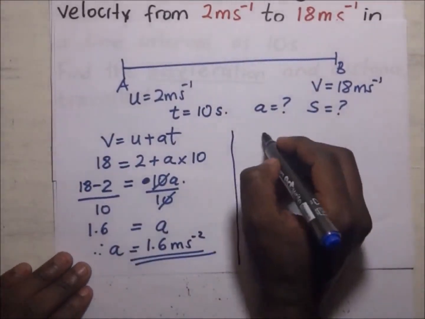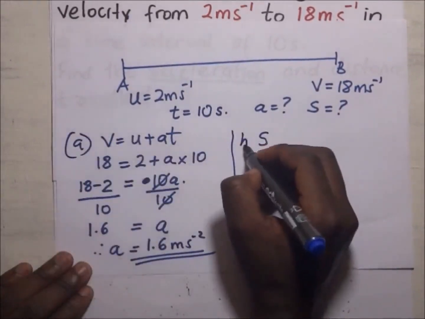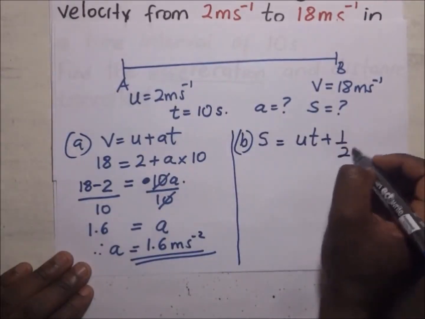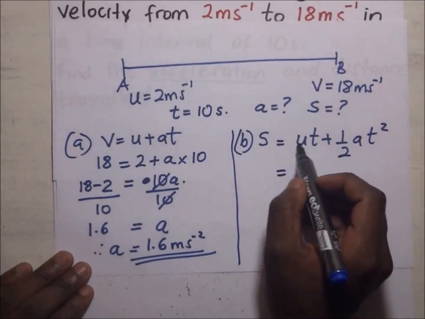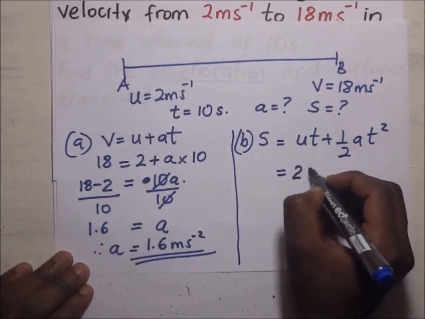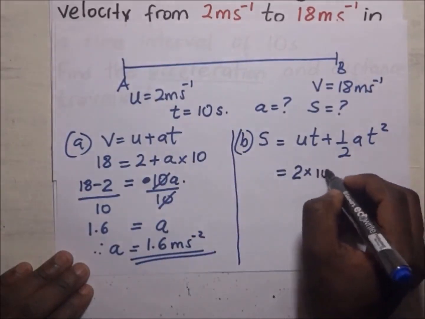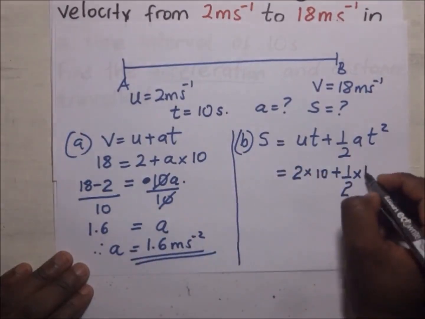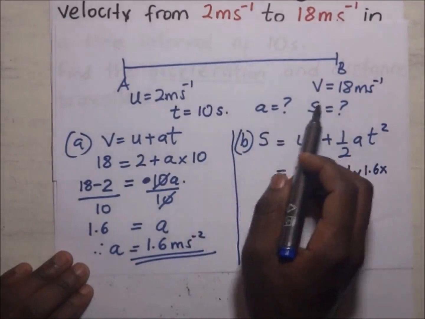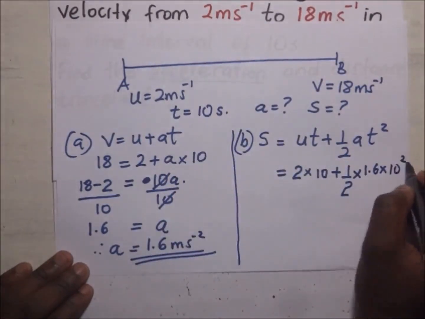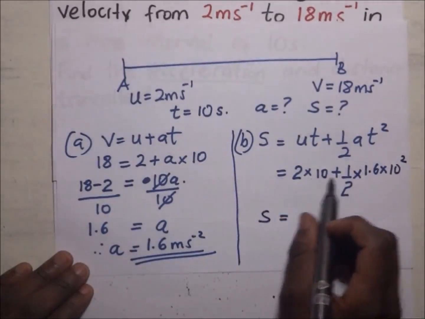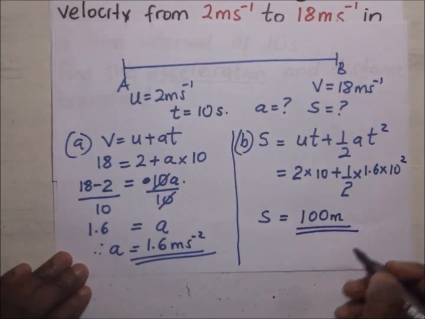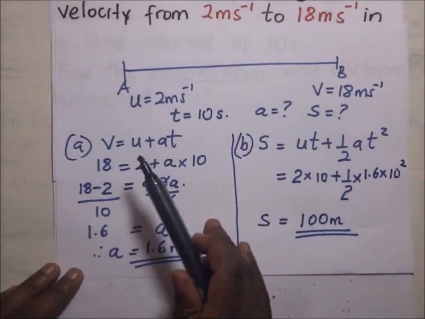And of course the distance traveled, which is S, this is part A. So to answer part B, the distance traveled S is equal to UT plus a half AT squared. Our initial velocity U is 2 meters per second, so it is 2 times our value of T, which is 10, plus a half times our acceleration, which we got here as 1.6, times T squared, our value of T is 10. 10 squared is 100. So when we sum all this up, you will get 100 meters. And that is our distance traveled from A to B.